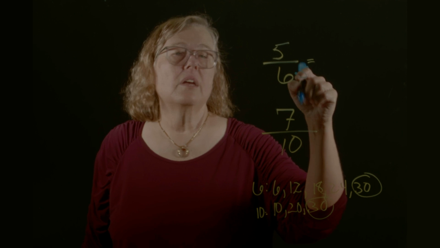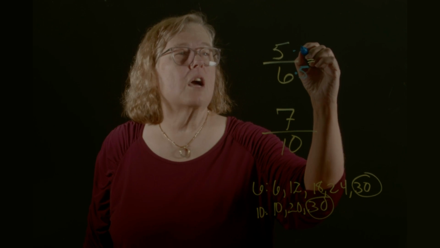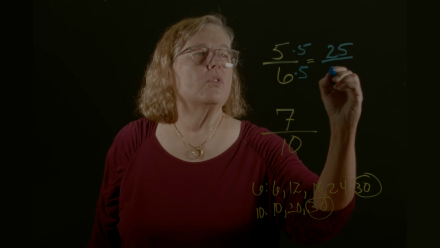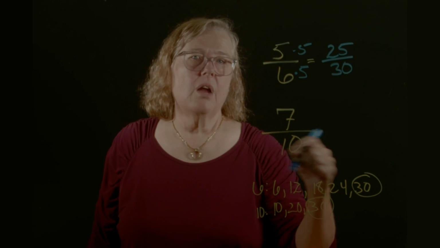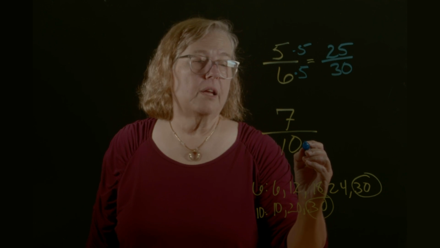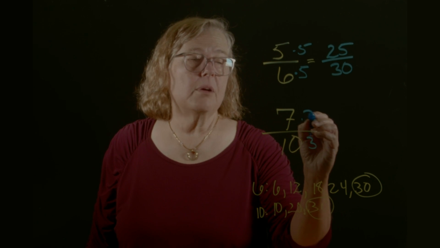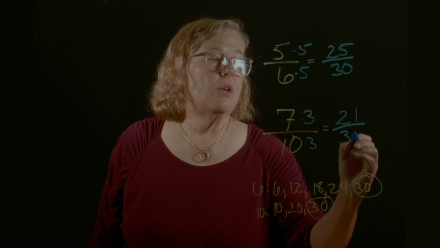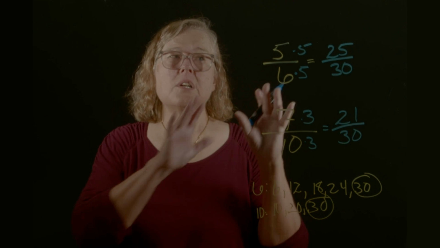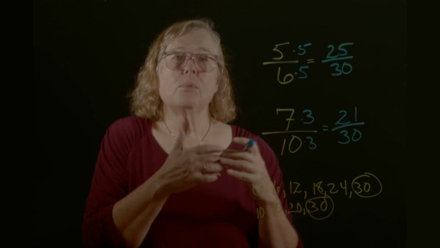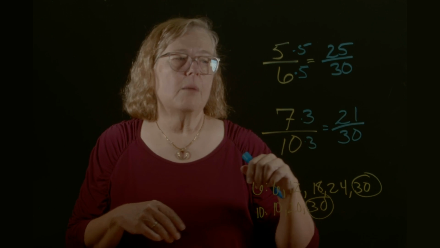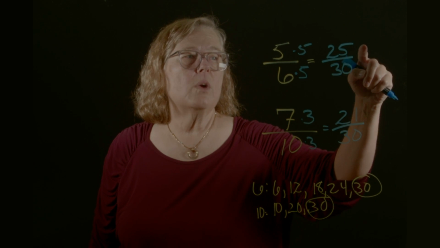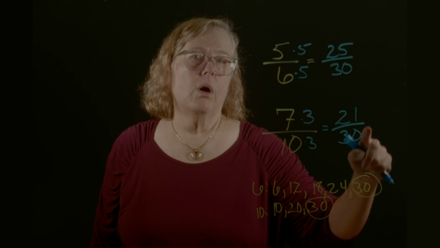6 times 5. And as long as I do the same thing on the top, we'll talk about fractions more, but we know that this is 25 over 30. Down here, how do I make 10 look like 30? I multiply it by 3. So if I do that on the bottom, I'm going to do it on the top. So we get 21 over 30. Again, we're going to talk about fractions more. I just wanted to point out that least common multiple is used in fractions to find the denominator. So we know that 5/6 is bigger than 7/10 because 25 over 30 is bigger than 21 over 30.